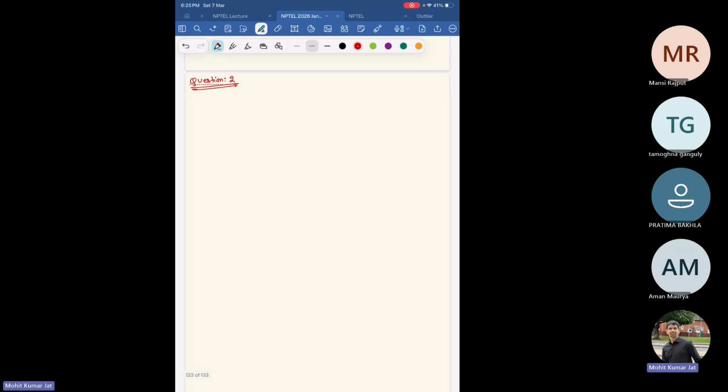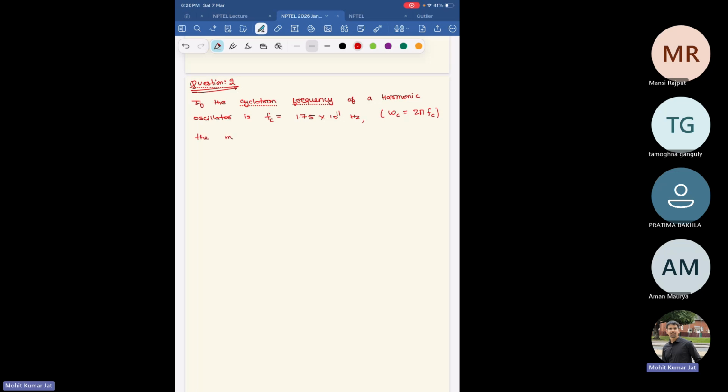Okay, let me take the next question, which is: if the cyclotron frequency of a harmonic oscillator is Fc equals 1.75 × 10^11 hertz, and a point to note is that omega, the rotational frequency, equals 2π Fc, the magnetic length of an electron is, and you have to determine the number.